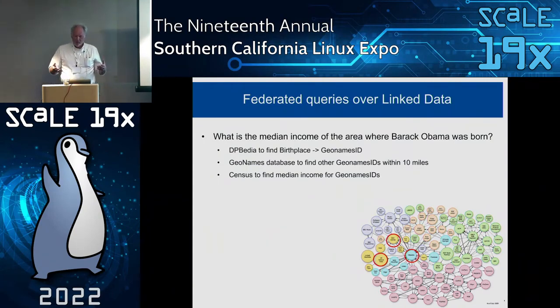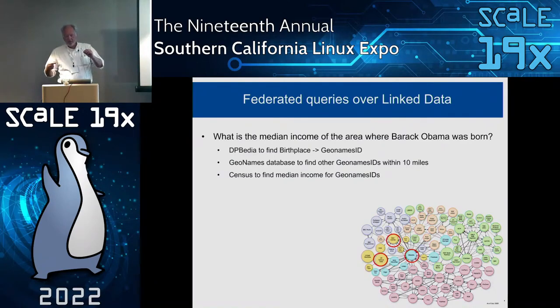But for example, you want to know what was the median income of the area where Barack Obama was born, right? Well, when you do a SPARQL query to do that, then you first say, well, in DBpedia, find the birthplace of Barack Obama, and then find the GeoNames ID of that birthplace. So now I have the GeoNames ID where Barack Obama was born. Then you go to the GeoNames database, and you find all the GeoNames IDs within 10 miles of that place, using some geospatial capabilities that almost every semantic graph database has.